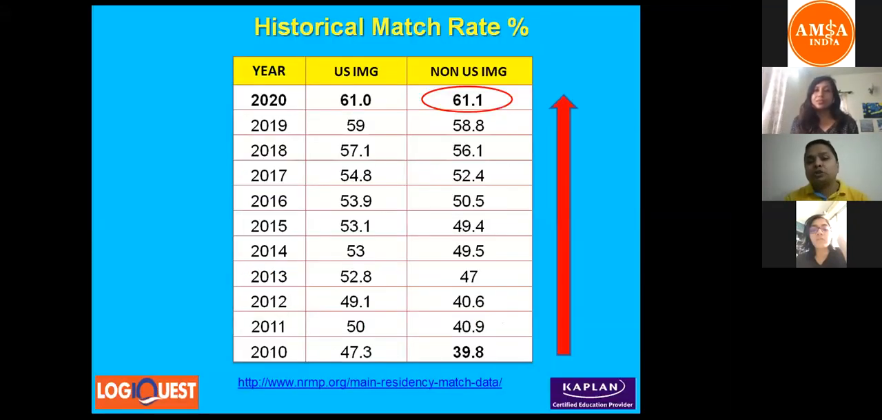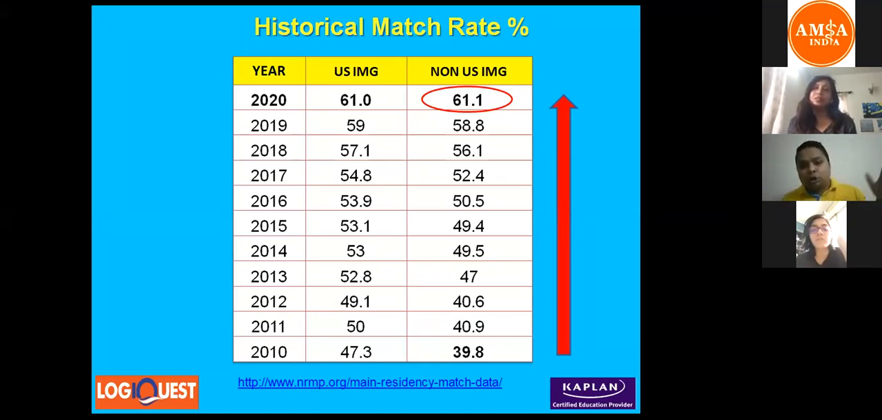Additionally, if I have to also share the historical data in the last 10 years, this has been the gradual improvement of the non-US and the US IMGs, because I believe you were also curious to know about the green card holders. So green card holders are the US IMGs, which is on the left side of the screen, and on the right hand side, those are the non-US IMGs. Apparently, if you see in the year 2010, there was a vast gap between the US IMGs and the non-US IMGs, whereas it was 47.3 and 39.8.